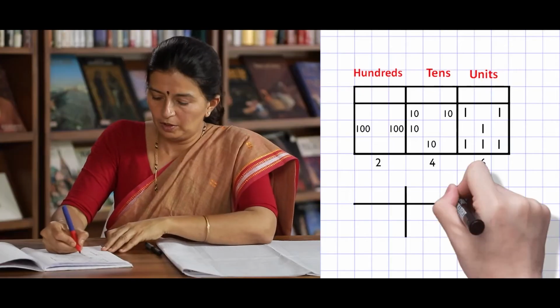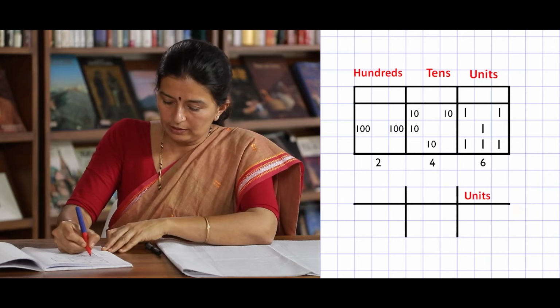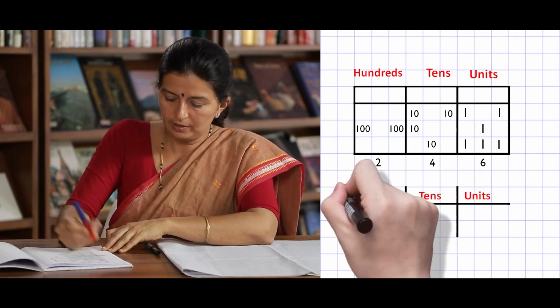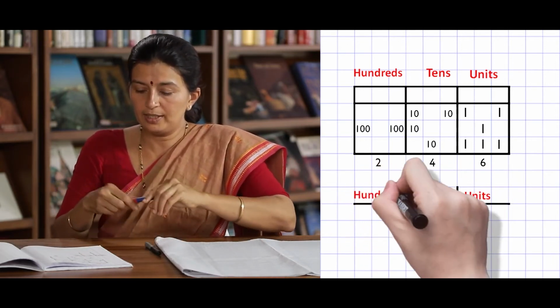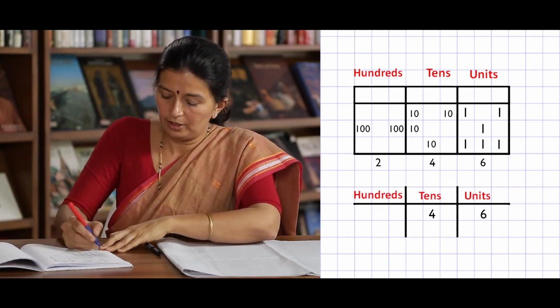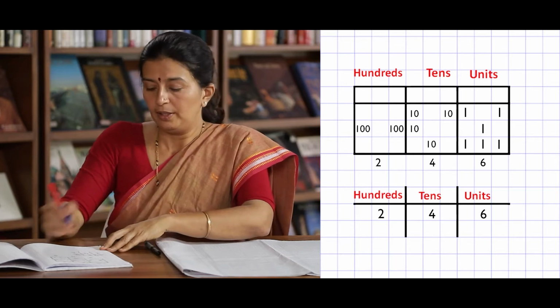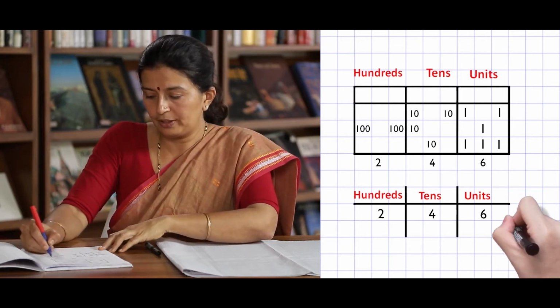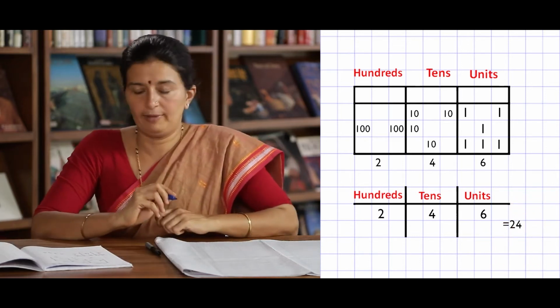In the classroom, if we write it as a table, this is units, this is tens, this is hundreds. In the units, we have 6. In tens, we have 4. And hundreds, 2. We write it as 246. Number quantity association is done, right? This is number quantity association.